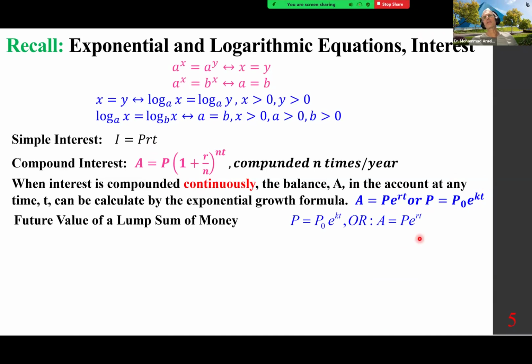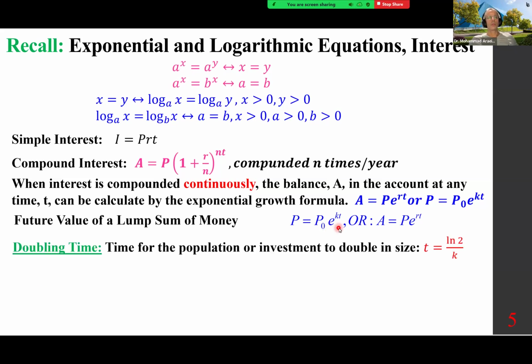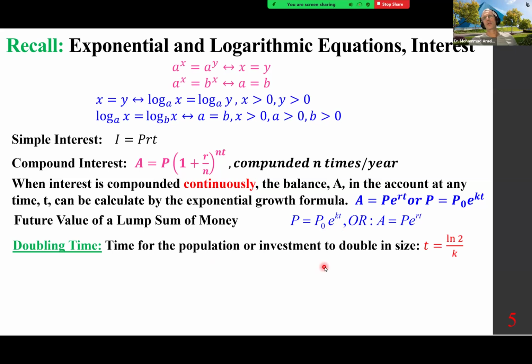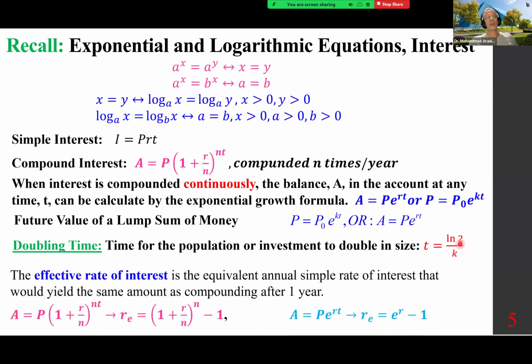It is also known as a future value. So if you want to calculate P sub 0, you can divide by e to the power of KT. Doubling time, the time it takes for a population or an investment to double in size, and we've shown that T equals ln 2 over K.